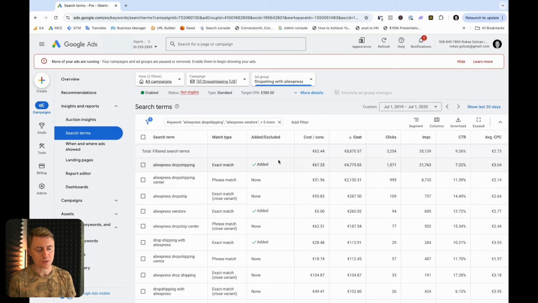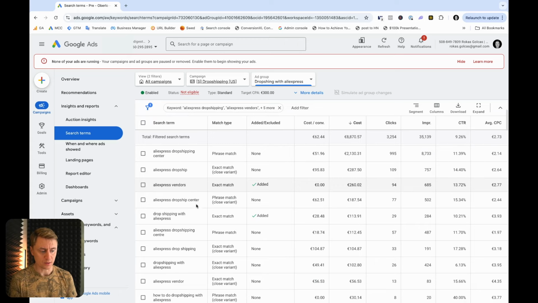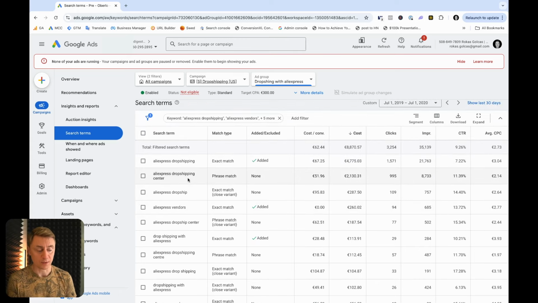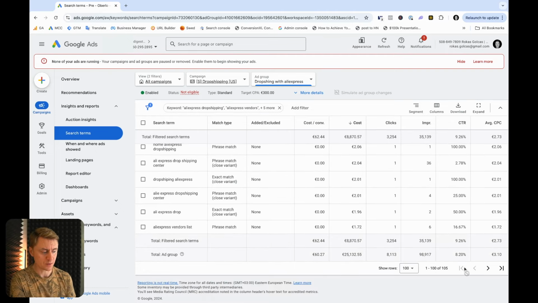As you can see, some of the keywords are already added, so I can ignore them. I can only focus on the keywords that are not there and they triggered my ad, which means that I've spent some amount of money. Now let's use a filter to help us go through all the keywords because as you can see, there's a lot of them. Well, 100, but it may be even more.